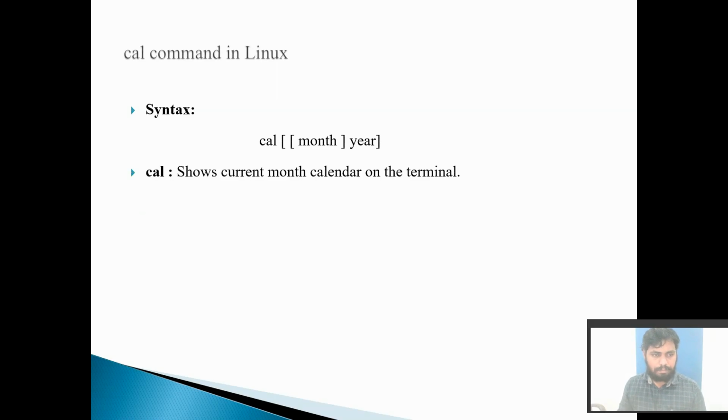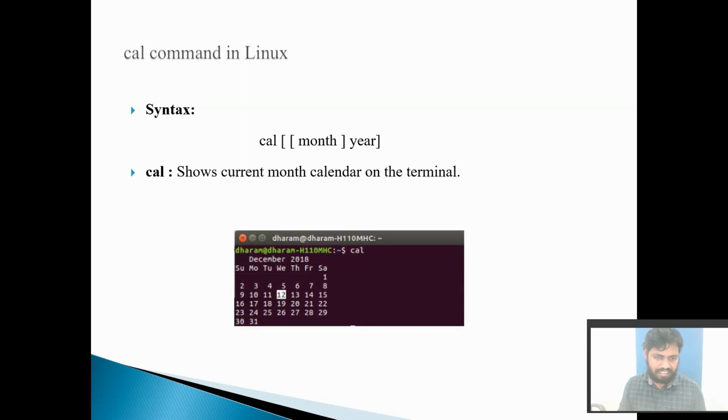Okay, so the next command is the cal command. By using this command, we can display the calendar. The syntax is cal space month or year. You can press the cal command, so it shows the current month calendar on the terminal. If you press the cal command, it displays the current calendar on the terminal.